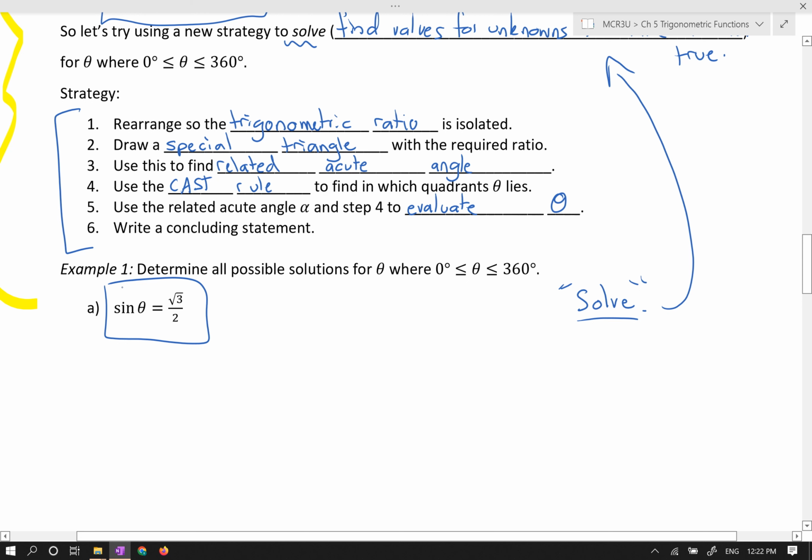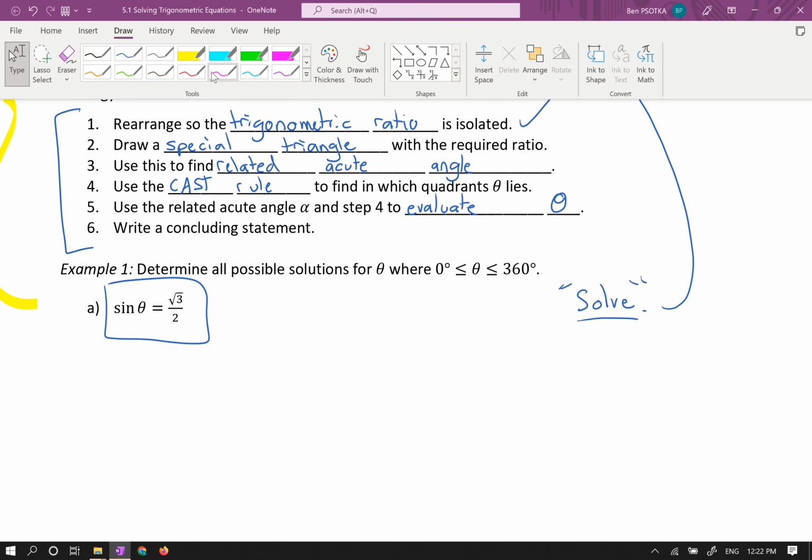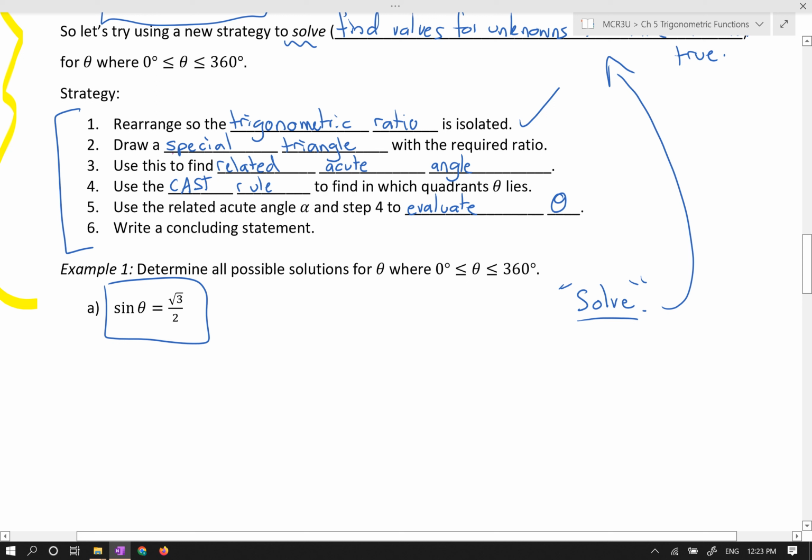Our trig ratio is the sine of theta. Is that isolated? Yes, it's already isolated. Good job, us. We've already completed the first step. All right, next we want to draw a special triangle with the required ratio. So that means we want to draw a special triangle so that we have root 3 over 2.